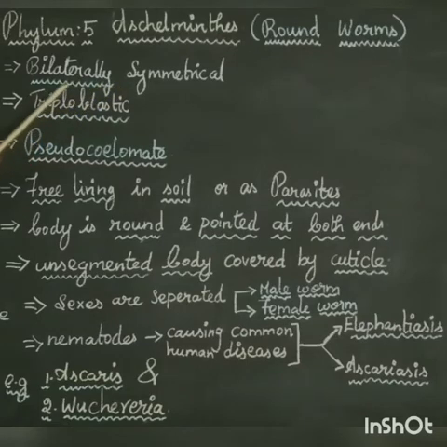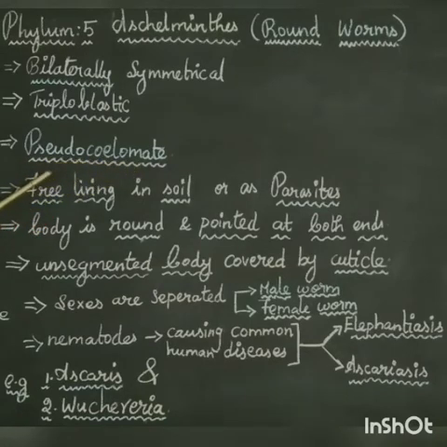Then triploblastic, I already told you, triploblastic means ectoderm, mesoderm, endoderm. Animals having all these 3 layers are included in this Aschelminthes. Then pseudocoelomate. Pseudo means false. In this Aschelminthes, animals have a false coelom. A false coelom is present.